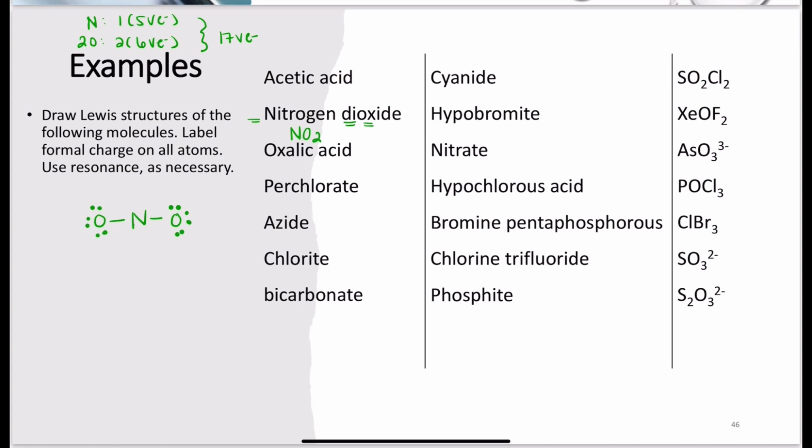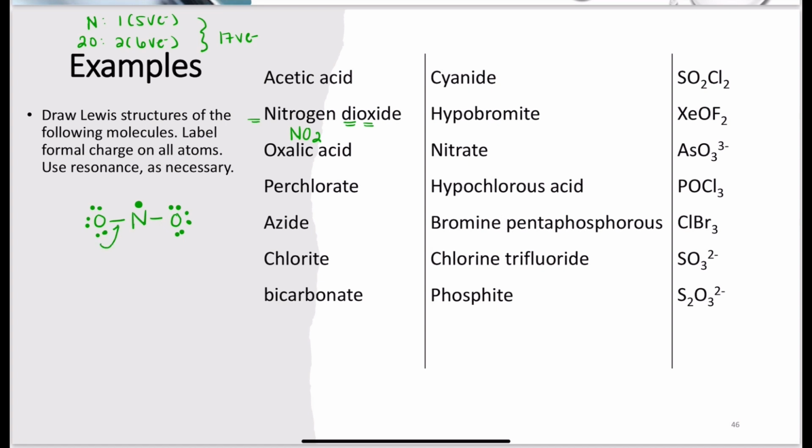Now check how many of your valence electrons you've actually used up. We've used up 2, 4, 6, 8, 10, 12, 14, 16. We've used up 16, and we have 17 to distribute. Any excess electrons go to your central atom. Now you're going to check to make sure your central atom has its octet. My central atom does not have an octet. In fact, it only has 5 electrons. So we're going to go ahead and do the donation.